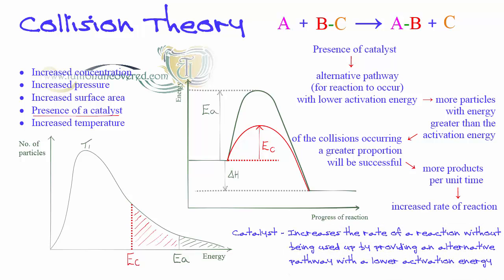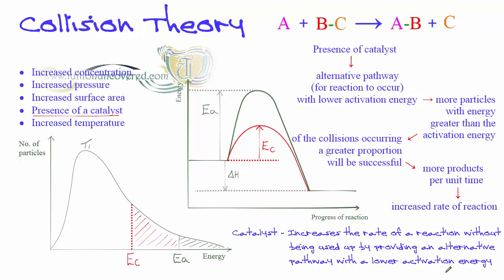So, the definition of a catalyst: it increases the rate of a reaction without being used up by providing an alternative pathway with a lower activation energy. There are different types of catalysts. I'll go through those in the next part of the video. But for now, I wanted to generalize the definition, which applies to all catalysts, that they simply increase the rate of a reaction without being used up by providing an alternative pathway with a lower activation energy.